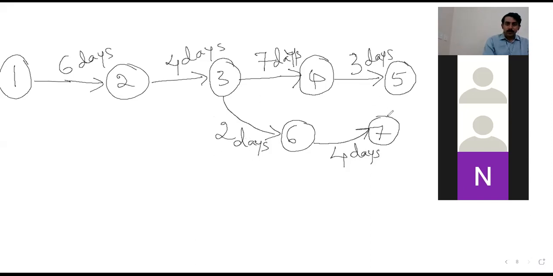And the last activity is what? 7 to 4, sir. 10 days. 7 to 4, yes, and it is taking 10 days. All right. So, has everyone understood this particular network diagram? Yes, sir.